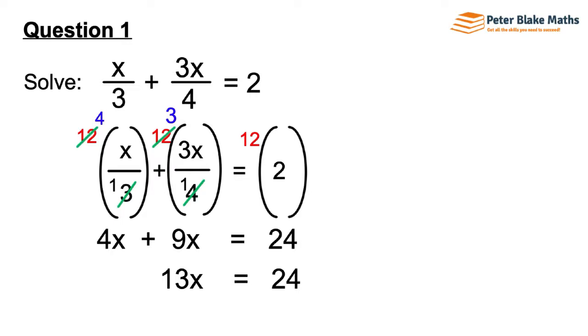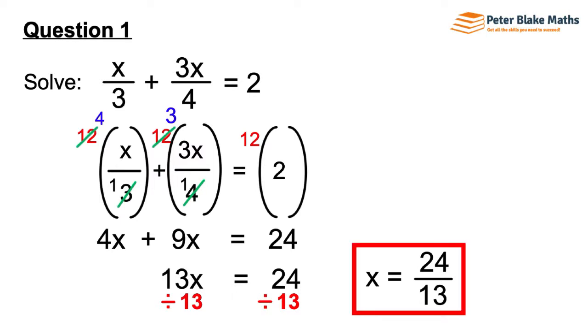So we want x on its own, so we're going to divide both of those terms by 13 in the interests of getting x on its own. 13 divided by 13 just goes once, so that leaves us with x on the left hand side, and we can write the result on the right hand side as just 24 over 13. When a number is divided by another number, we can write it in fraction form like that. So the final answer for question 1: x equals 24 over 13.